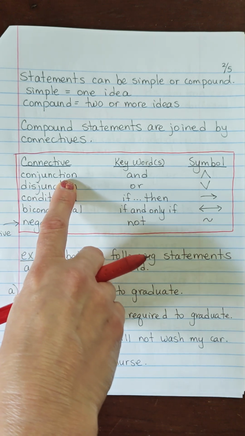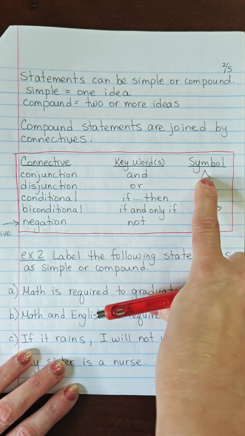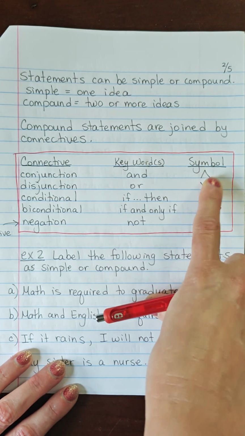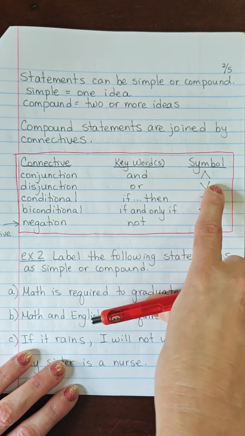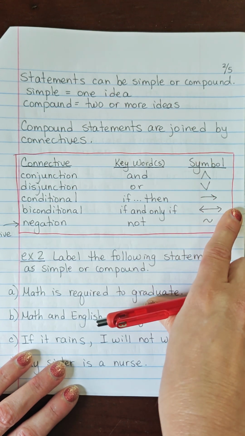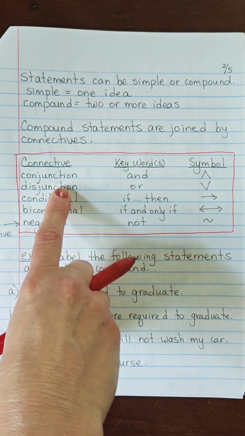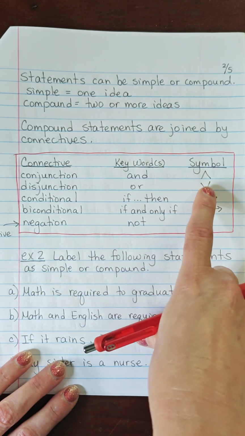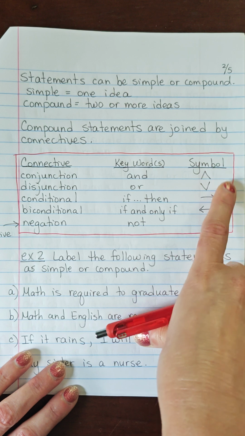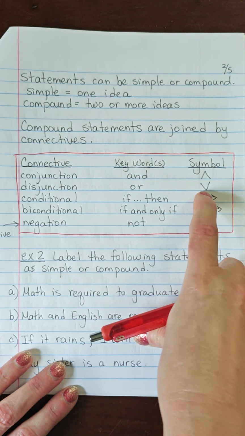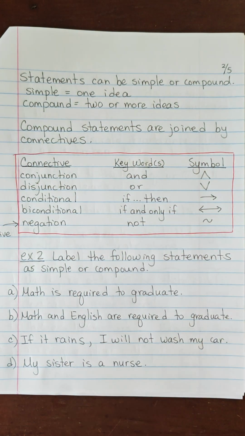So the first connective is called a conjunction. The key word that we use for this is the word and, and its symbol is this little up arrow looking thing. What I want you to notice is that this is like a pointy version of an intersection symbol, which we associated with the word and. The next connective is the disjunction, and its key word is or, and its symbol is this V. This is a pointy version of a union symbol. Remember, the intersection was the and, and the union was the or. Now remember, it was what's called an inclusive or, one or the other or both.